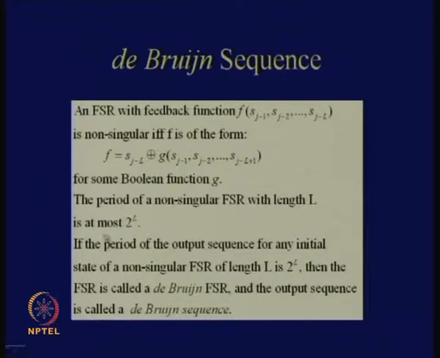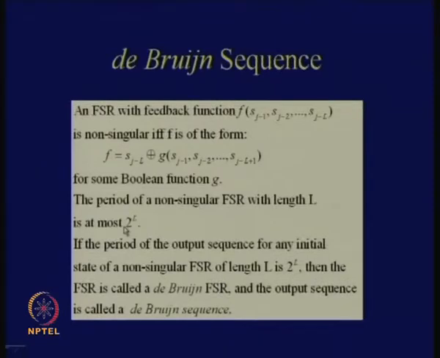So, therefore, the idea is that if you have, for example, a 3-bit FSR of this nature, then the period can be at most 2 power 3, right, because there are 8 possible states. But those particular generators for which the period is always equal to 2 power L, whatever be the initial state of your FSR, are known as de Bruijn generators.